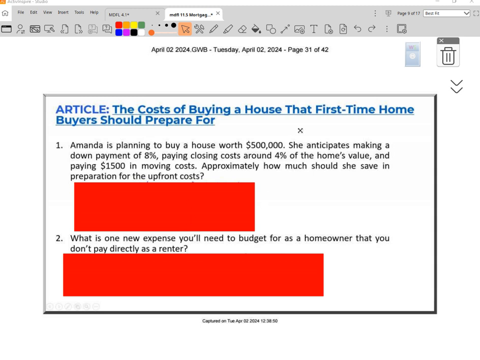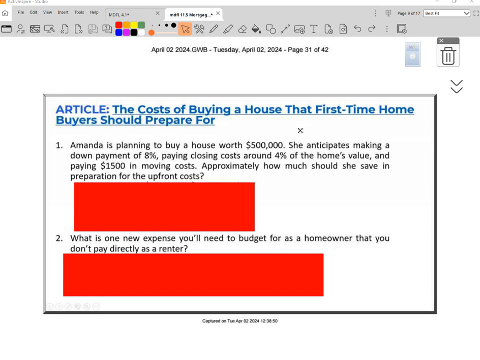Okay, so we're going to start here. I'm not going to work this example with you. I don't actually think you really need my help with it. But it talks about Amanda buying a house. The house is worth $500,000. It asks you to give an approximate amount for how much you should save for the upfront costs. It tells you the upfront costs they're referring to are the down payment, the closing costs, and some moving costs.